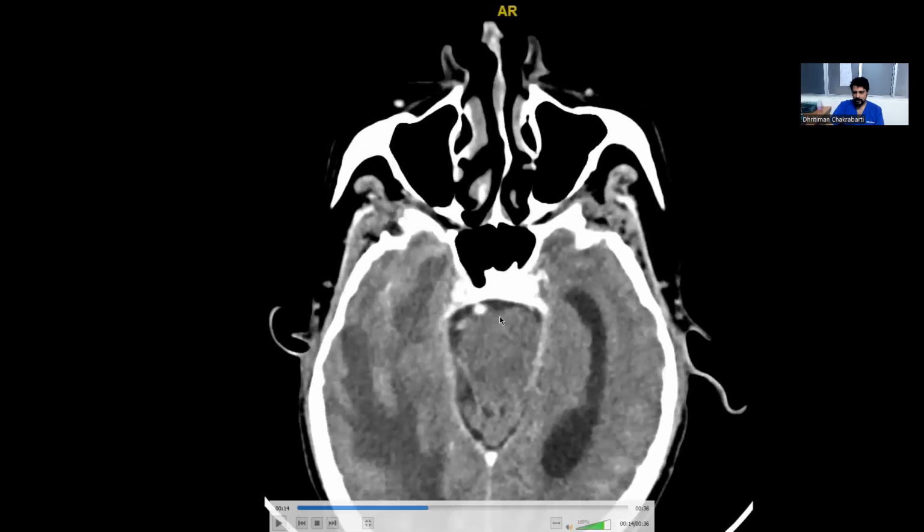Now, are you able to appreciate the change in the shape? The shape of the midbrain is basically like a heart. When you look at it in the axial view, it looks like a heart. And this is where you will be able to see the bifurcation of the basilar artery.